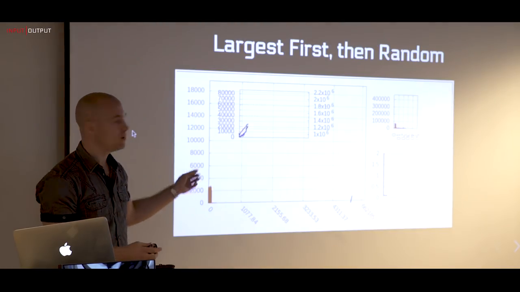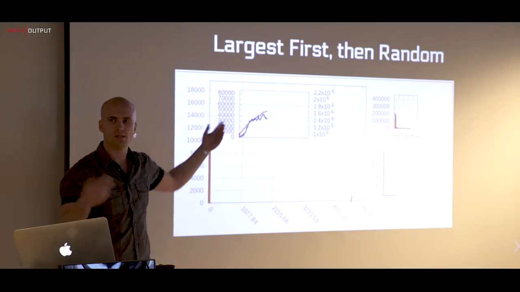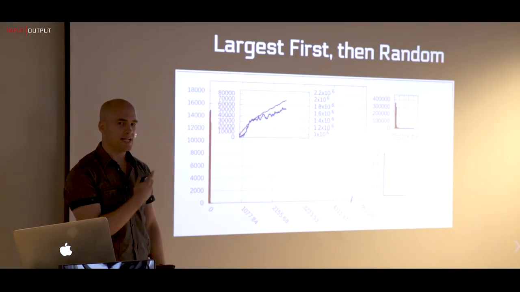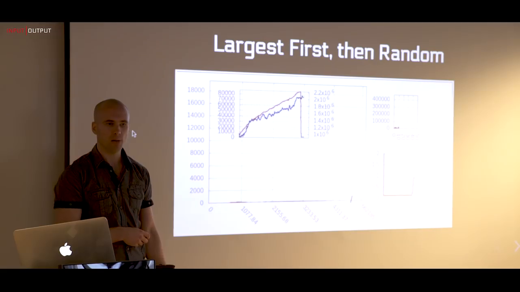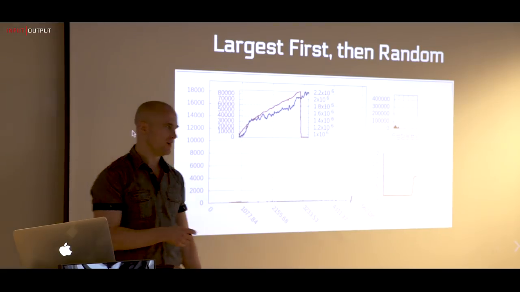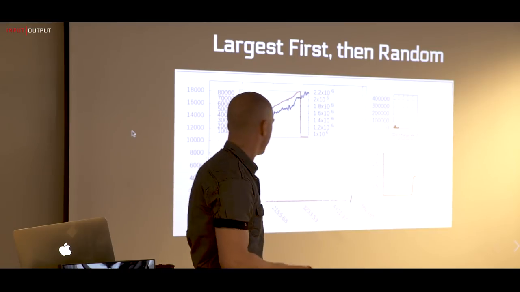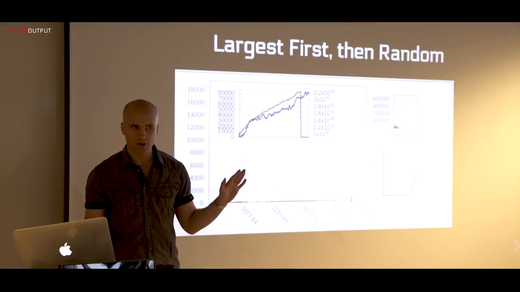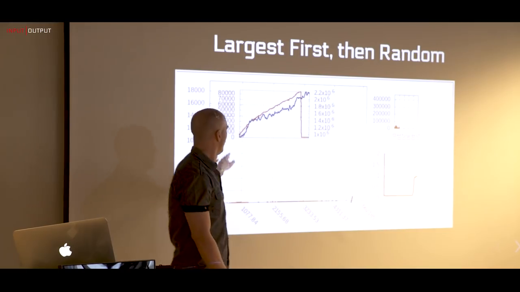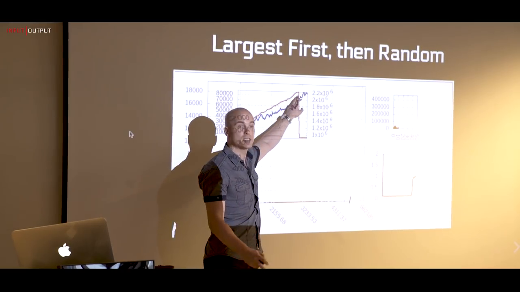In this animation here, we're first running largest first again. Disaster. And now you can see the exact moment we switch to random. Boom, there it is. Very, very effective. This is not ambivalent, we can very clearly see it. It goes up and up and up, and now we switch to a new policy.